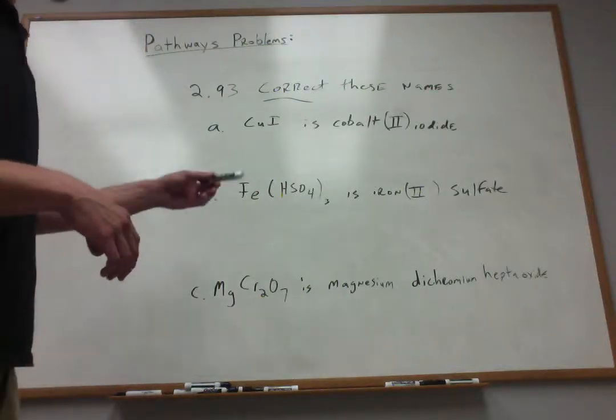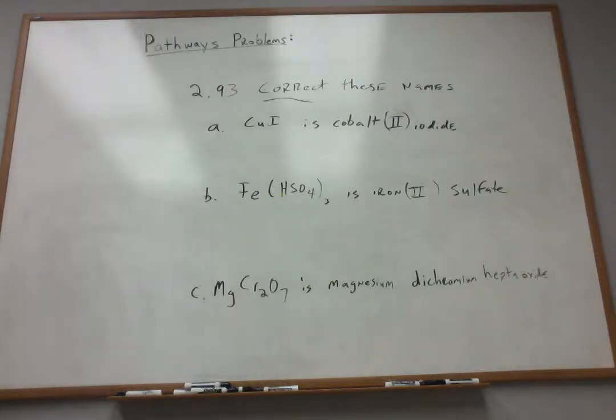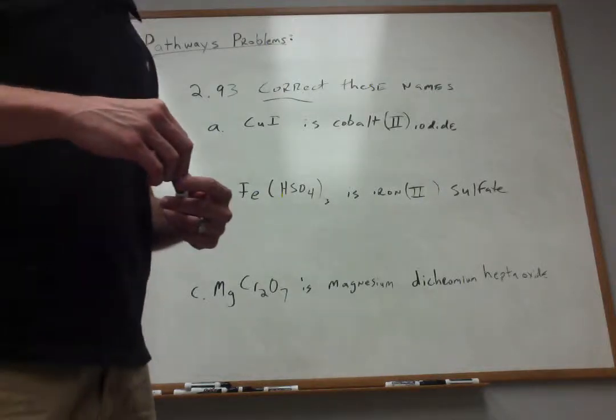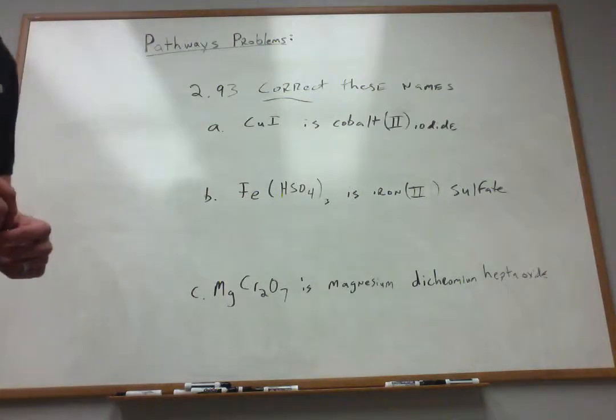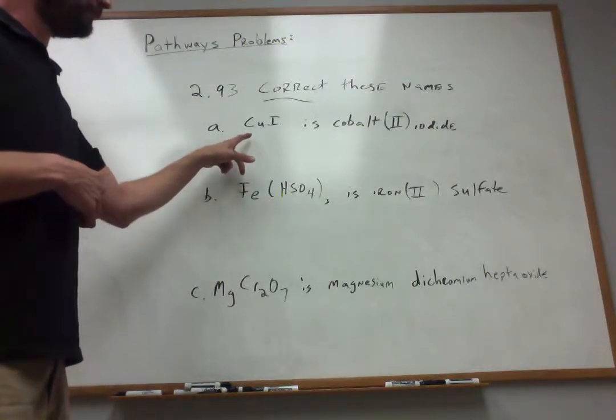All right, let's work Pathways 2.93, which asks us to correct the names of 3 compounds. I saw this problem in your book. I thought it was a little bit funny because as you're learning to name compounds and recognize the names of these compounds, it's pretty common to make the types of errors exhibited in this problem. When I'm grading papers, very often I see this type of thing. So I figured it would be useful to work it for y'all.